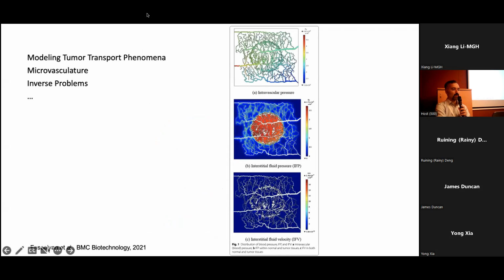So these kinds of models allow you to predict the dose that will be delivered to a patient. You could also model tumor transport phenomena, things like diffusion, convection, etc., and then look at microvasculature and the numerous problems.